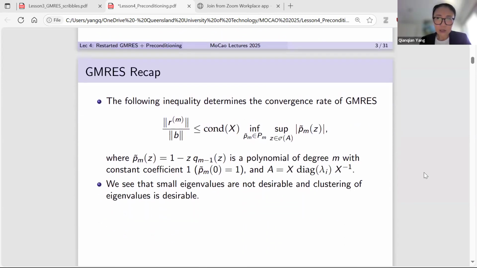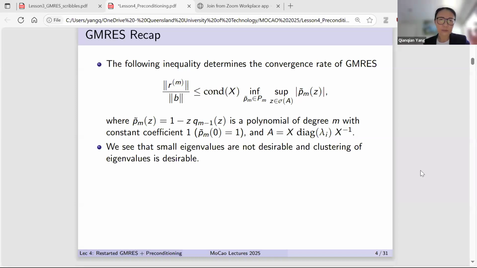Today we'll continue the story for GMRES. One more slide about GMRES, about the convergence. We have this inequality that determines the convergence of GMRES. Basically, it says that the relative residual depends on the condition number of X, our eigenvector matrix, and the distribution of the eigenvalues of A. It also depends on how quickly the magnitude of this polynomial, the GMRES polynomial p_m, can go down over the spectrum of A.